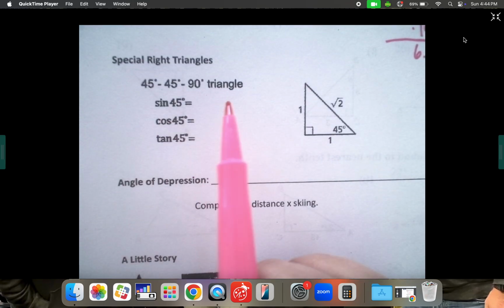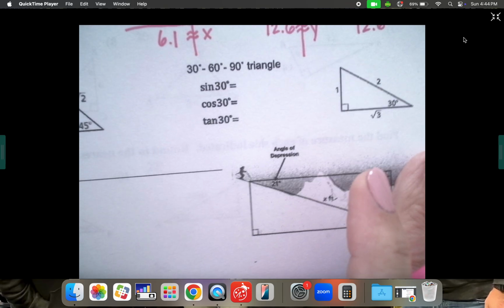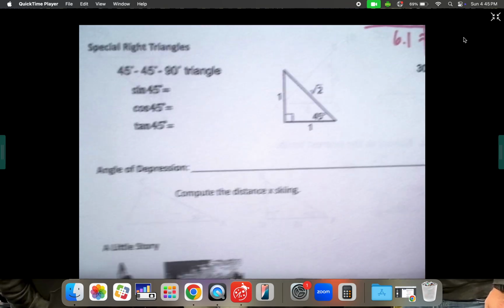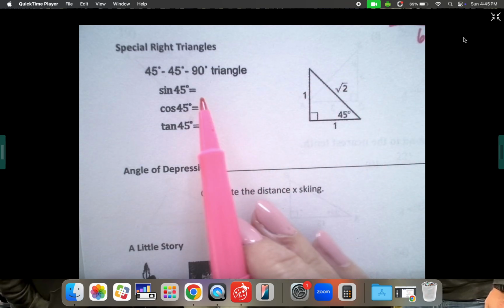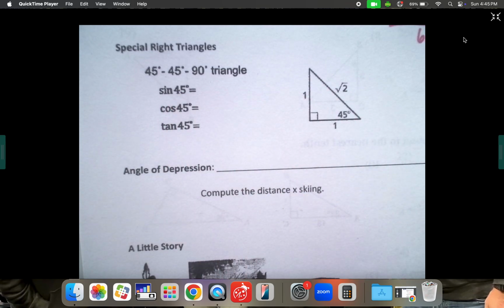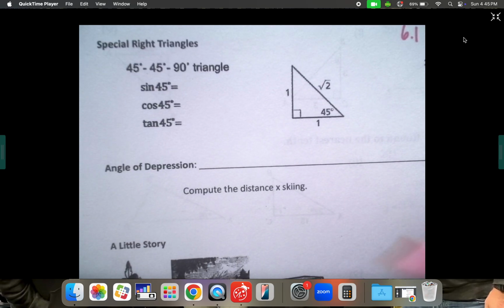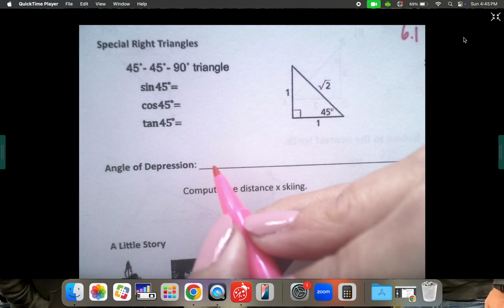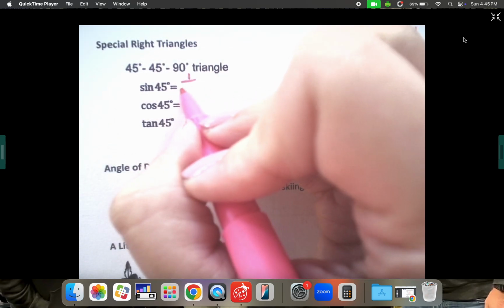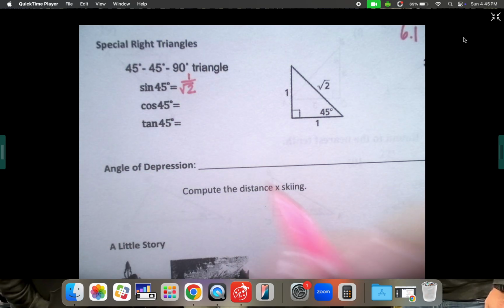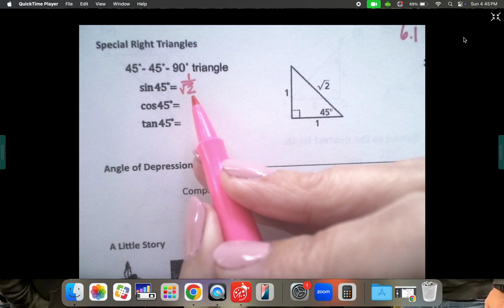Okay, I know we've talked a lot about 45, 45, 90 triangles and 30, 60, 90 triangles. Those are our special types of triangles. Sine of 45, I'm just going to have you have this in your notes because sometimes it will come up, but you would be able to solve it later. As a general rule of thumb, sine of 45 is opposite over hypotenuse, so 1 over root 2.